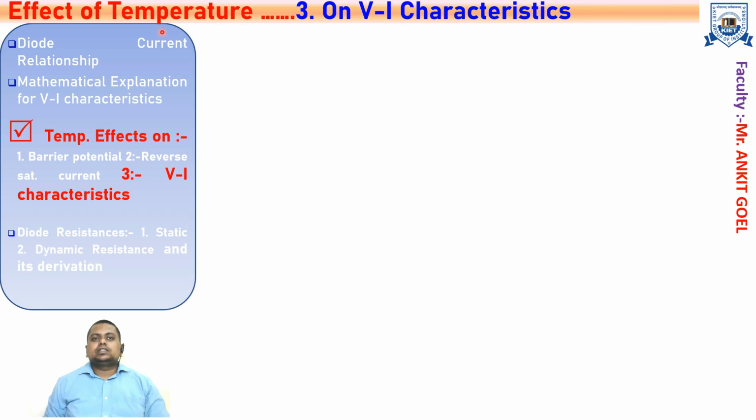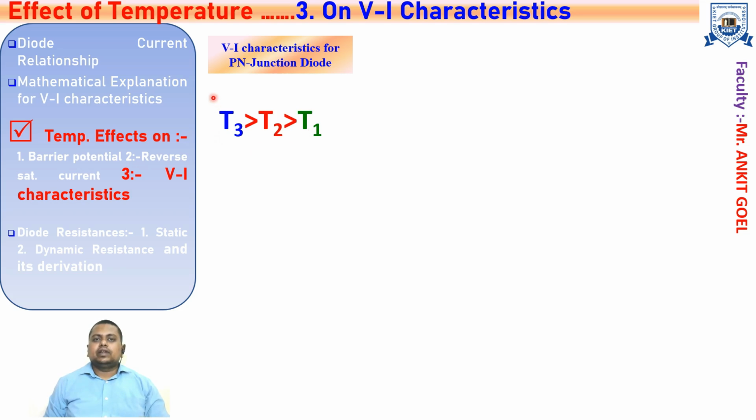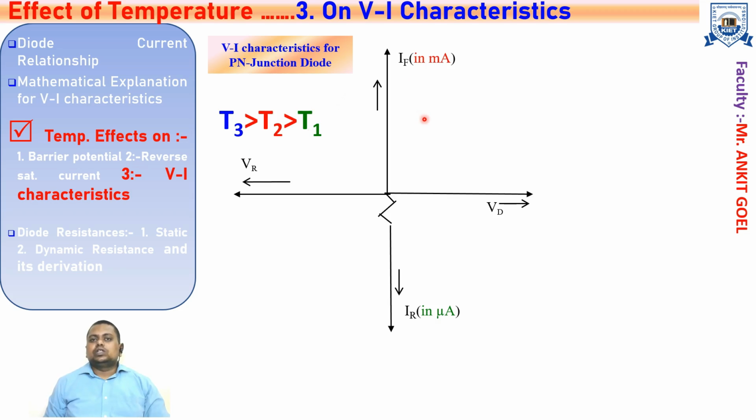Let's quickly understand the effect of temperature on the VI characteristics of the PN junction diode. I have taken three temperatures T1, T2 and T3, where T3 denotes the highest temperature and T1 denotes the lowest temperature. So this is the VI characteristics we have. Let's plot at temperature T1. This is the forward characteristic and this is your reverse characteristic. Vz denotes the reverse breakdown voltage, while Is denotes your reverse saturation current, which is almost constant up to Vz.